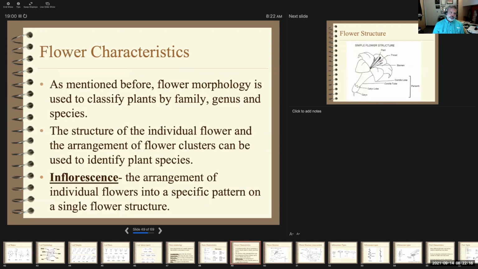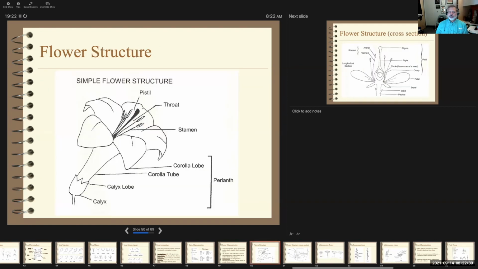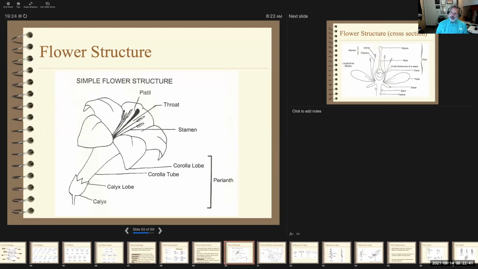Flower characteristics as well are important because, as mentioned before, flower morphology, or the parts of the flower, is a big way that we classify plants. We often refer to the flower as the inflorescence, which is the arrangement of individual flowers into a specific pattern or a single flower structure in itself. And so two diagrams coming up that tell you the different parts of the flower. I'd love for you to pause the video and study this just a little bit.